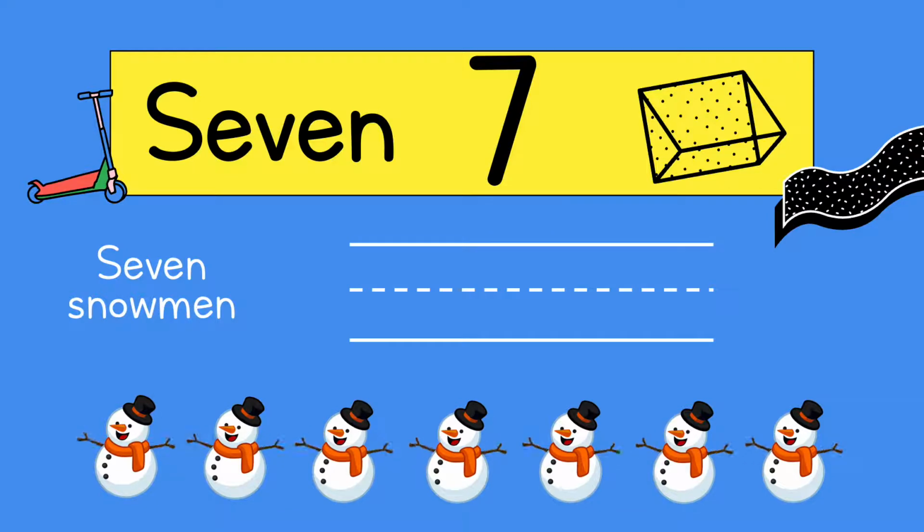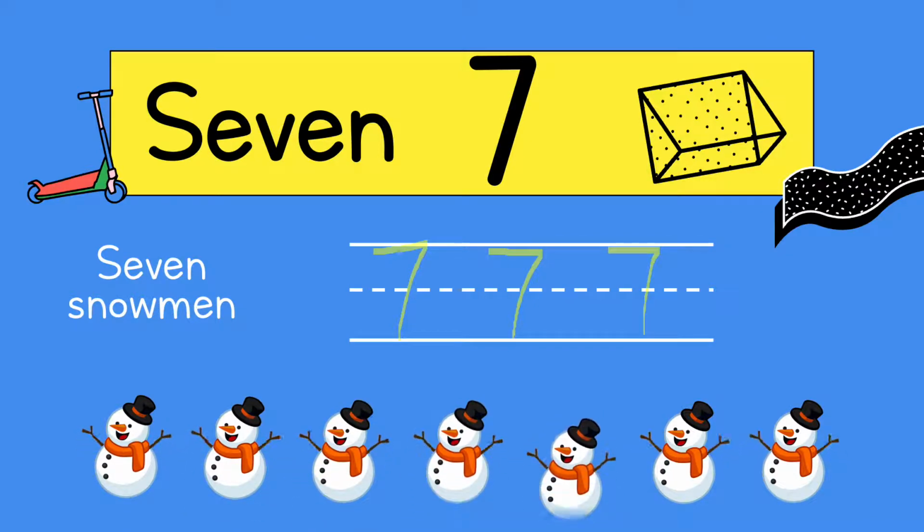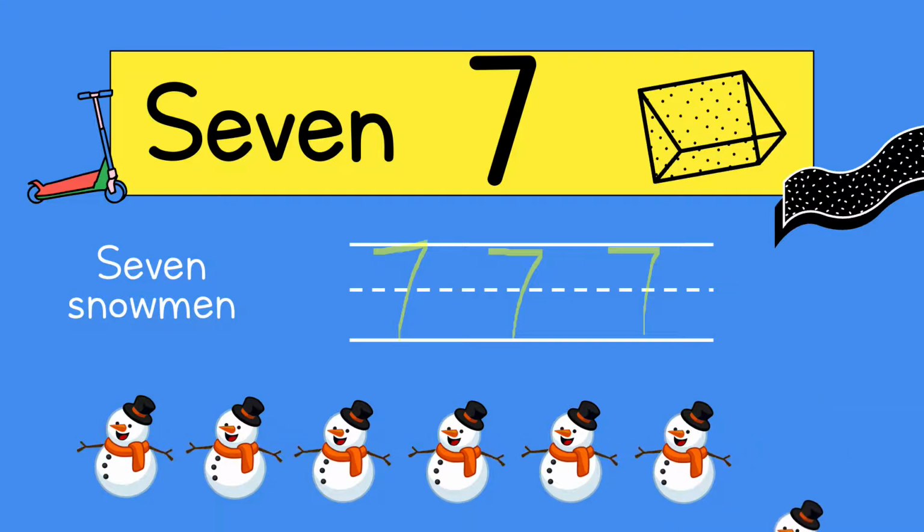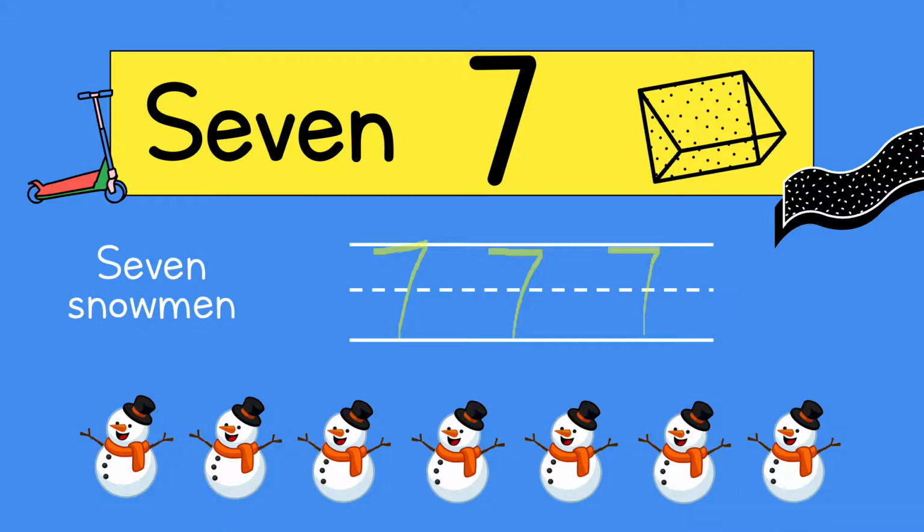Write seven. Seven. 1, 2, 3, 4, 5, 6, 7. 7 snowmen.